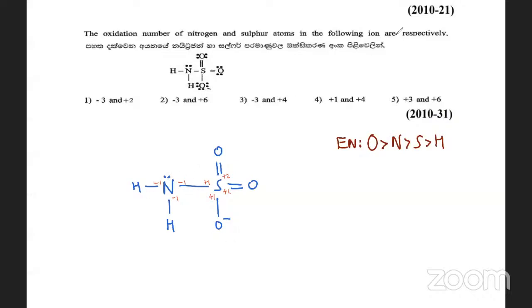If you take nitrogen, you see nitrogen doesn't have any other charges, just these oxidation numbers we got from hydrogen and sulfur. So -1, -1, -1, -3. Sulfur +1, +1, +2, +2, +6. Answer is second. Very, very simple.